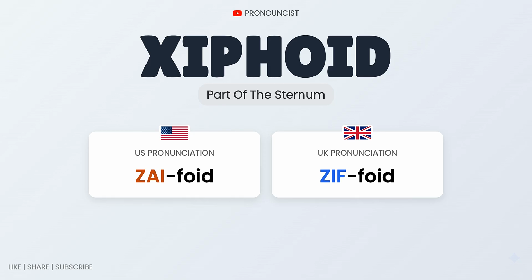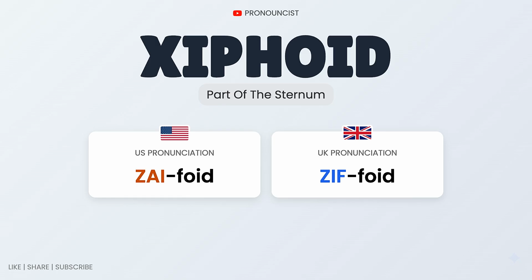Xi, foid, xiphoid. Xi, foid, xiphoid. Now, let's focus on British pronunciation of this word. Xiphoid. Now, read the syllables of British pronunciation shown on the screen naturally.